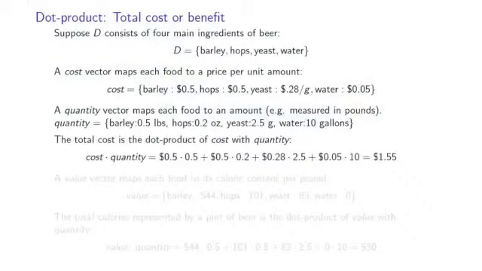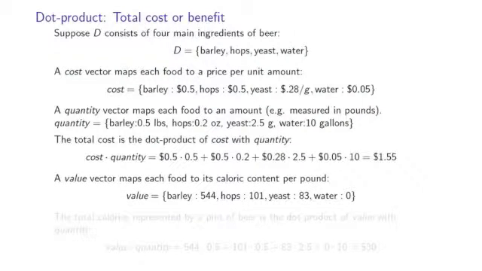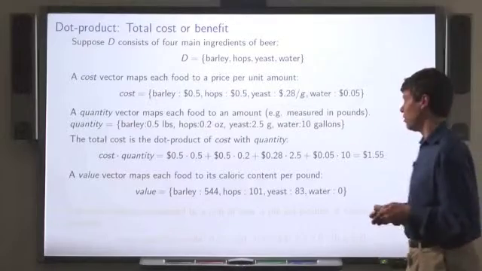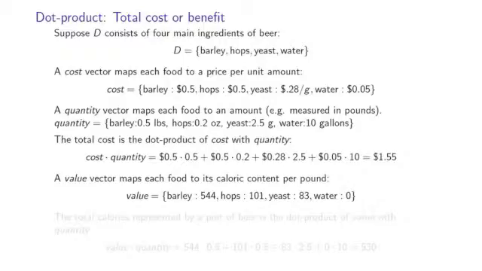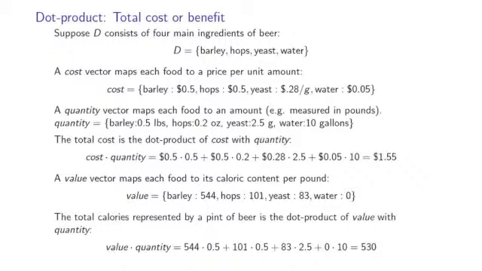We could also define a value vector that maps each of the ingredients to, say, the caloric content. And then the total calories represented by a pint of beer is computed as the dot product of these two vectors.